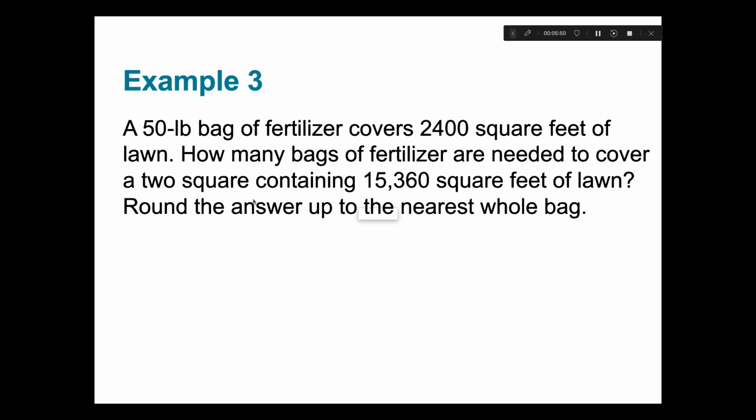Write it down. So we have a 50-pound bag of fertilizer that covers 2,400 square feet of lawn. How many bags of fertilizer are needed to cover a square containing 15,360 square feet of lawn? So I have 50 goes on the top. 50 what? So I have pounds over square feet.